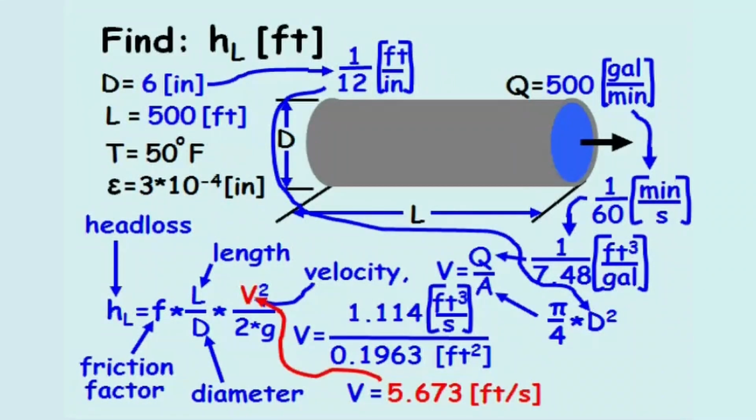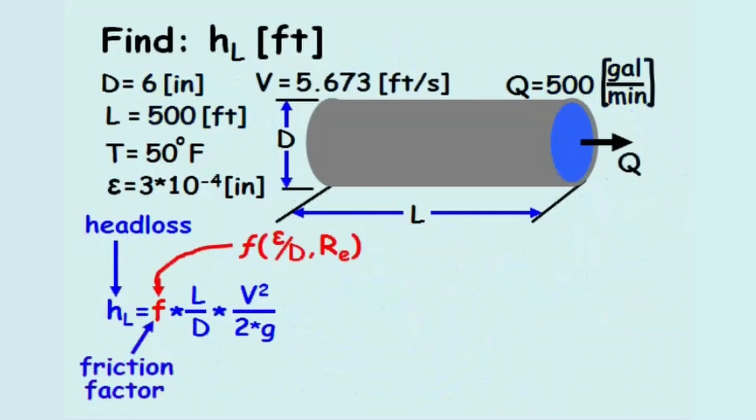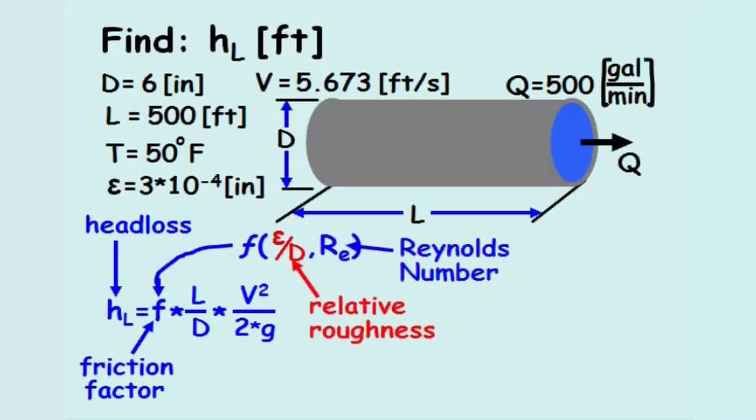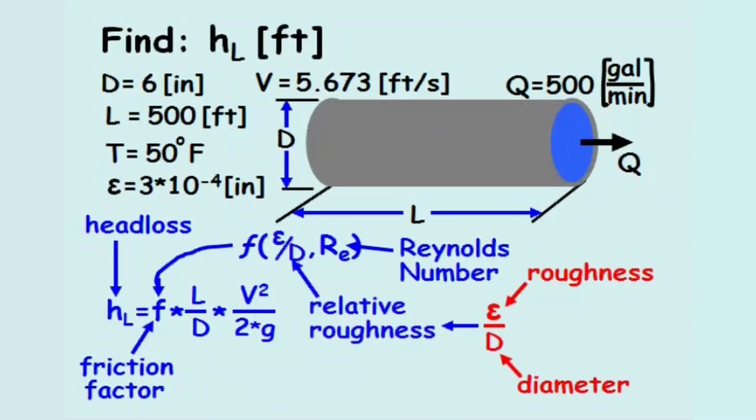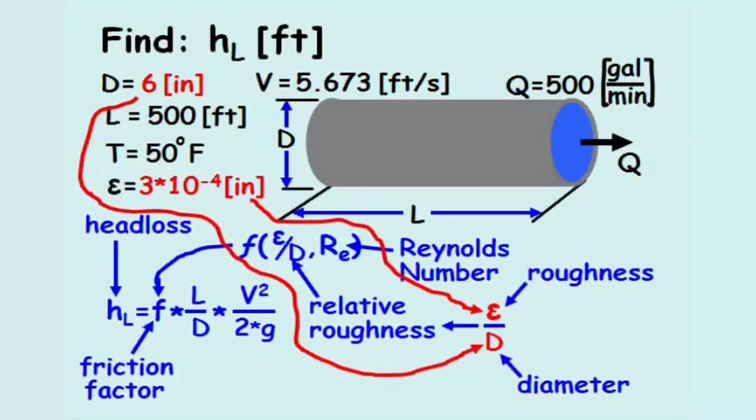With the velocity calculated, the last remaining variable is the friction factor, F. The friction factor is a function of the Reynolds number and the relative roughness. The relative roughness equals the roughness length on the inside of the pipe, epsilon, divided by the inside diameter of the pipe, d. Since both of these values have been given, they are substituted into the equation, and the relative roughness equals 5 times 10 to the negative 5.